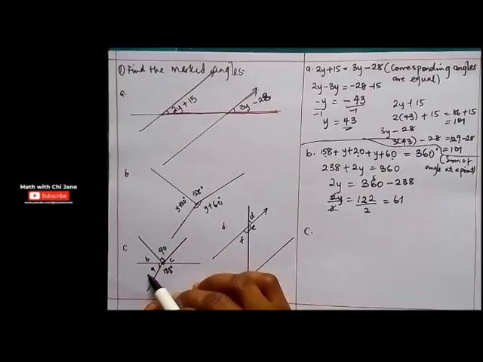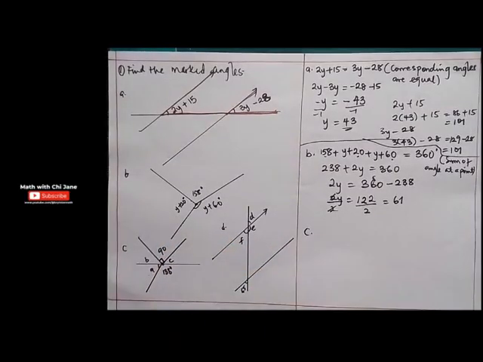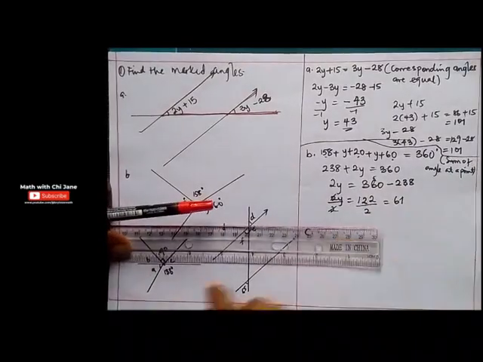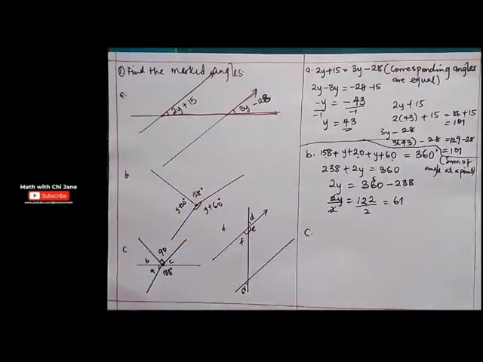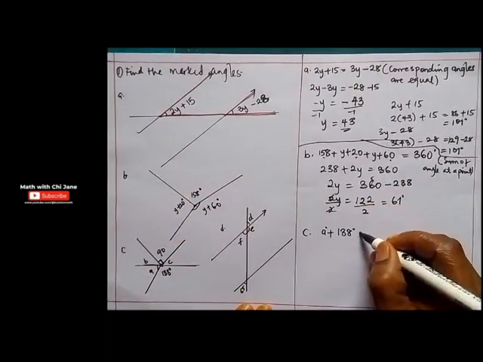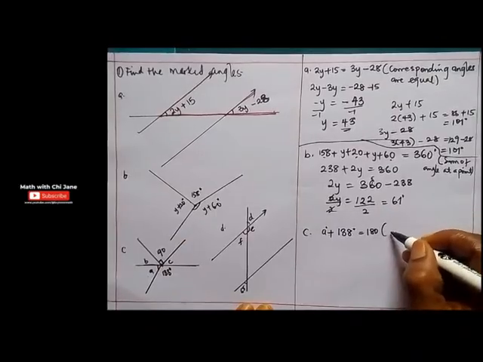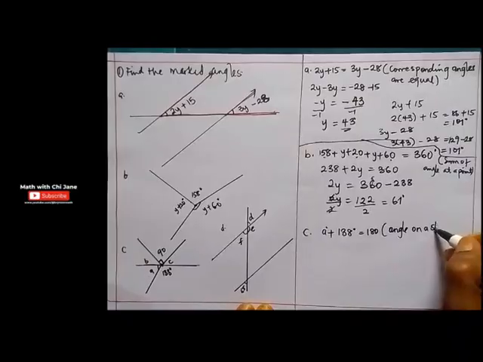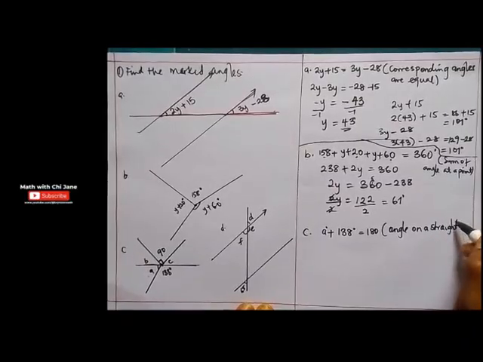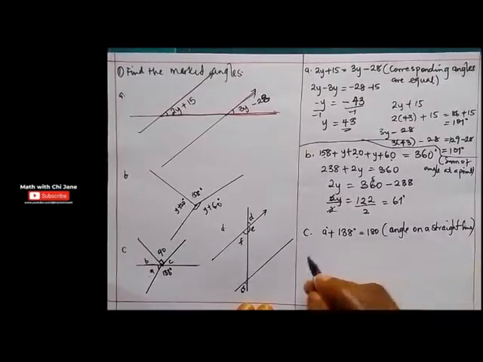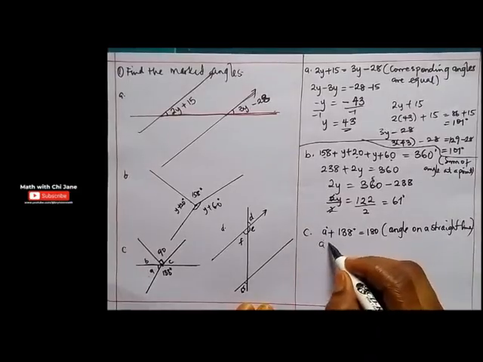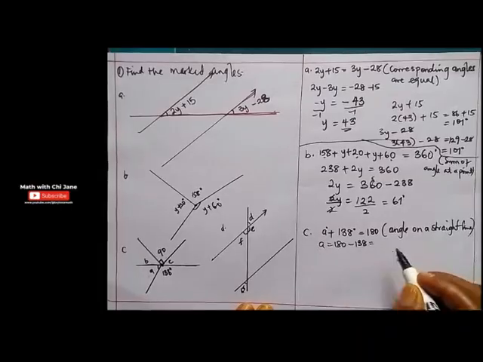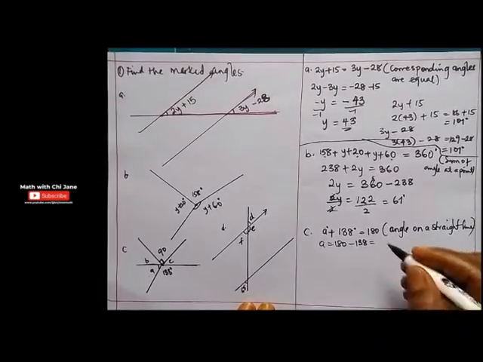So what we are looking for is A. To get A, I usually use my ruler. You look at it. This is angle on a straight line. So A plus 138 is equal to 180. Our reason is sum of angle on a straight line is equal to 180. So A will be equal to 180 minus 138. And that means A is equal to 42.